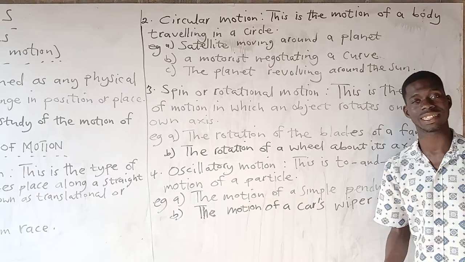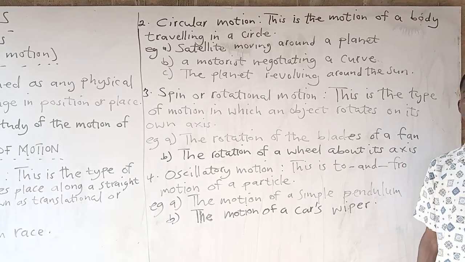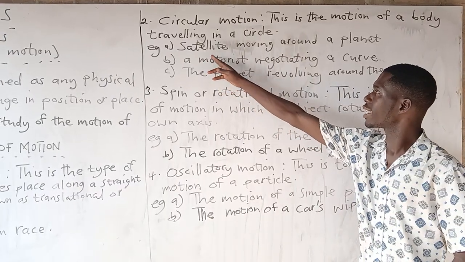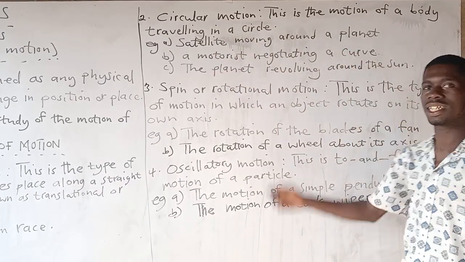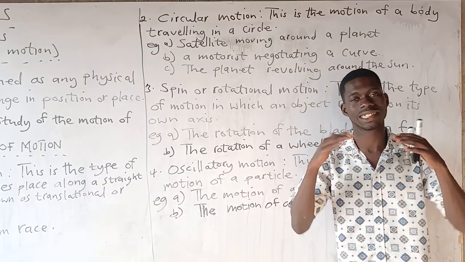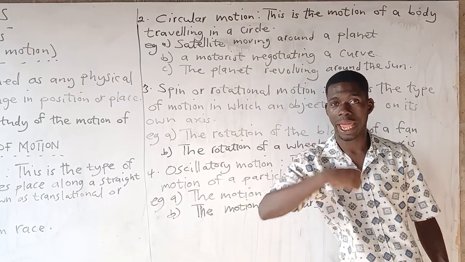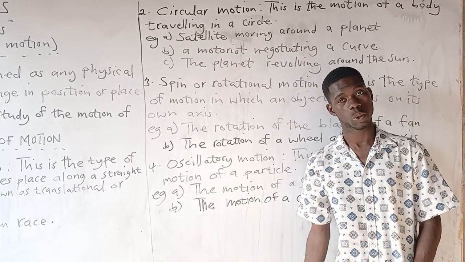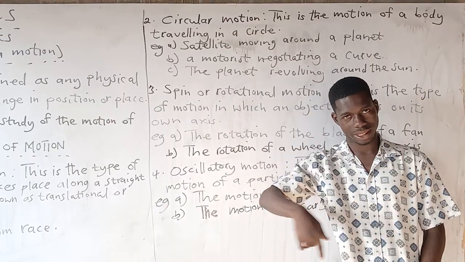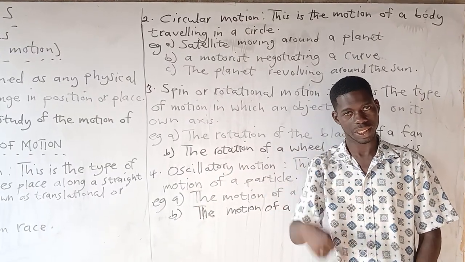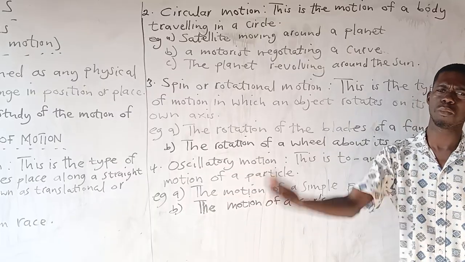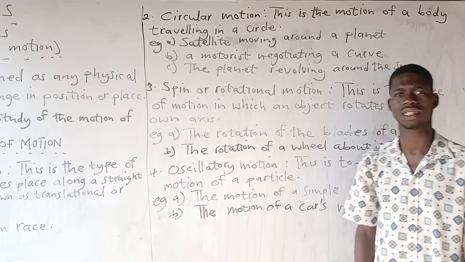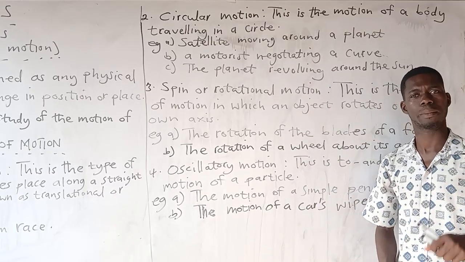So now, what are some examples of circular motion? Satellites moving around a planet. You know that a satellite moves around a planet. Let's take the Earth as a planet. So the satellite moves around the planet, being the Earth. So satellites moving around the planet is termed as circular motion.